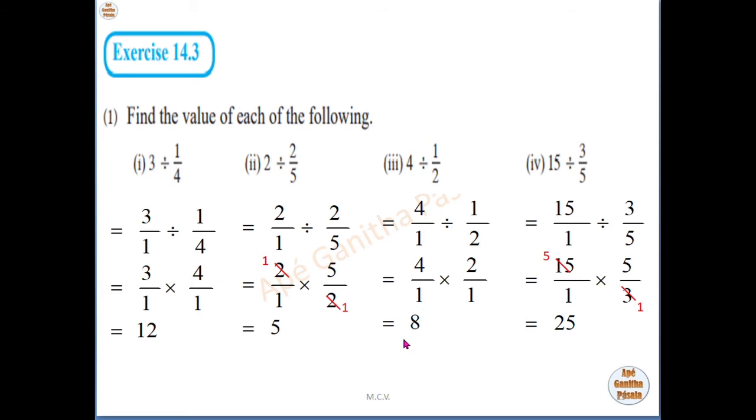Remember that you don't need to write denominator 1. But in a fraction, if you have numerator 1, you have to write that. Denominator 1 means dividing by 1. 8 divided by 1 means 8. That is why we don't write that 1 in the denominator. But if you have the numerator 1, you have to write that.